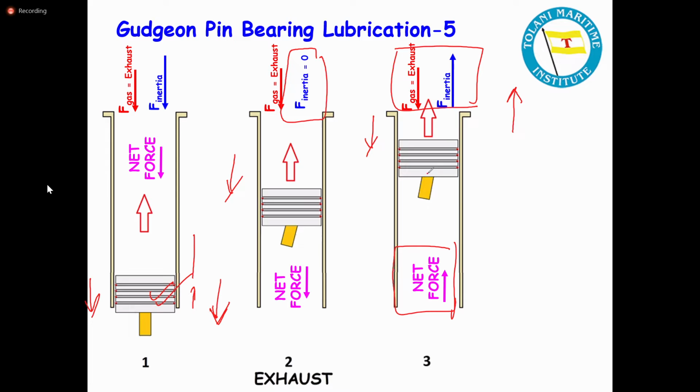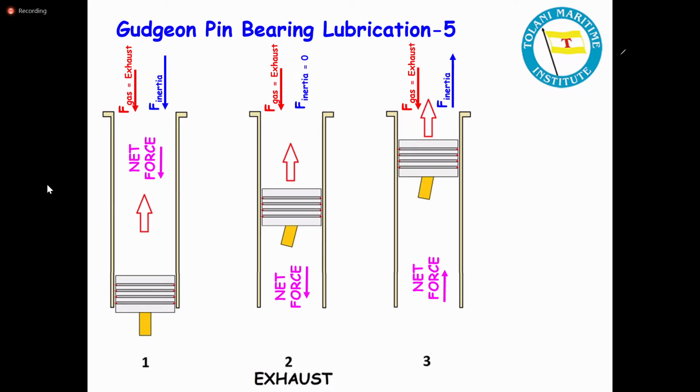And then you will have an ample amount of lube oil flowing over here. At the end of the exhaust stroke, that is the beginning of the suction stroke, the lube oil starts flowing in ample quantity into the gudgeon pin bearing and continues to cool and lubricate the bearing well.